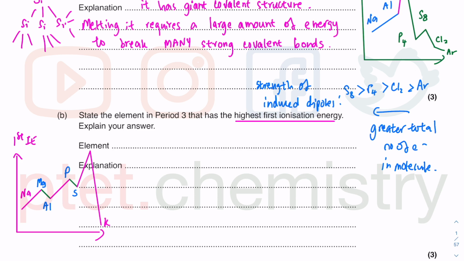You want the highest, so the highest there is going to be the noble gas at the end. That's just going to be argon. So the element is argon.